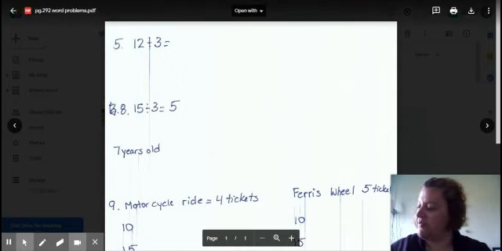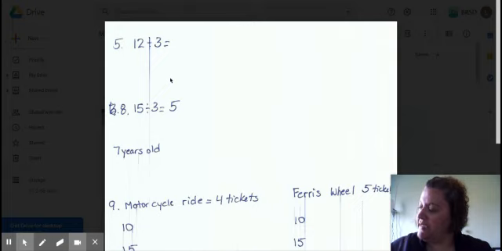So I started with number 5, but I realize now I kind of missed number 4. So I'll just read that one to you and we'll talk about how you would do it. Jason delivered 15 newspapers every Saturday morning. He can deliver 3 newspapers every minute. How long does it take Jason to deliver all 15 newspapers?